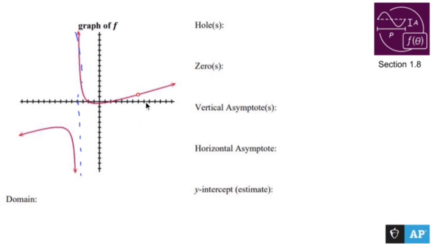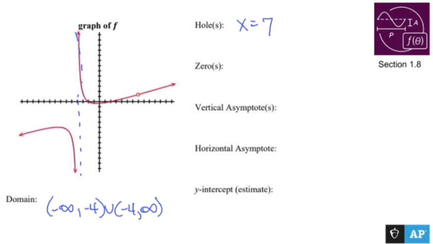We should be able to answer some questions here. We got a hole right there. First and foremost, domain. The only number that you're not allowed to plug in appears to be -4, because that's where a vertical asymptote exists. So -infinity to -4, union -4 to infinity appears to be my domain. My hole seems to live right there, and that's at 1, 2, 3, 4, 5, 6, 7. So my hole exists at x equals 7.